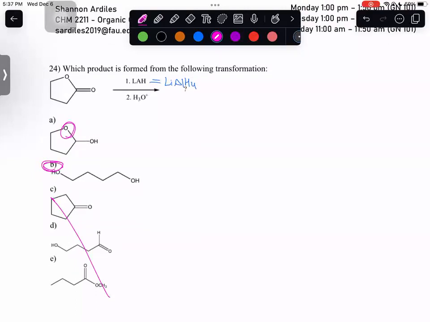So again, as long as you're able to identify your main reactions, you can play around with the answer choices, as long as you read the questions carefully. So again, be careful with the questions.